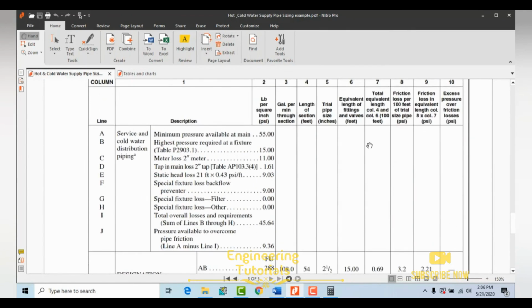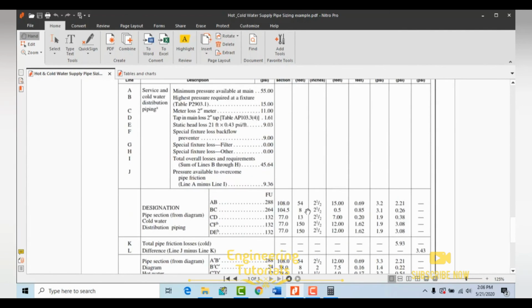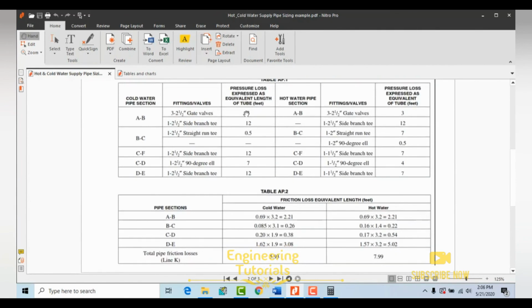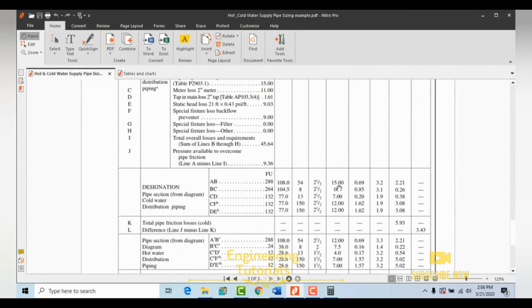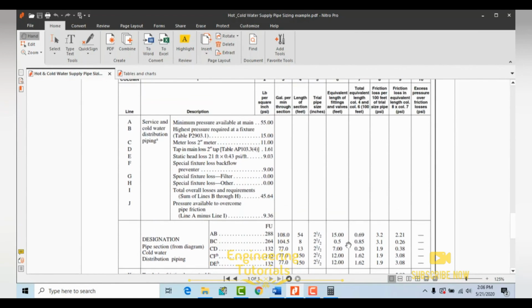Now we have to write the equivalent length of the fittings and the valves over here. For section A to B, how much is the equivalent length of the fittings and the valves? As you can see, 3 and 12, so the total is 15. Then B to C 0.5, C to F 12, C to D 7, and D to E 12. So 15, 0.5, 7, 12 and 12. We write all the equivalent lengths in feet.